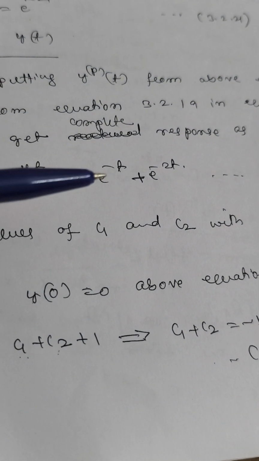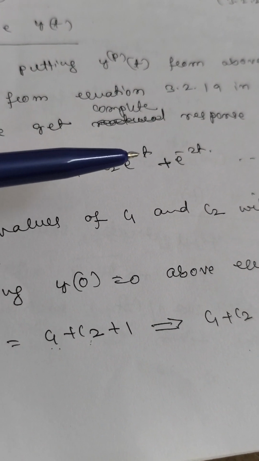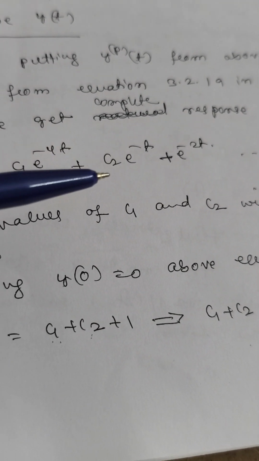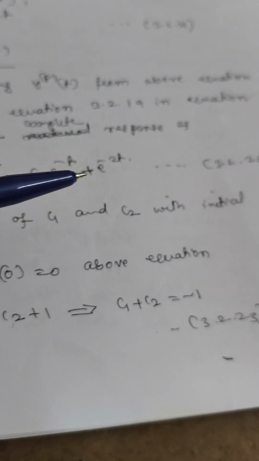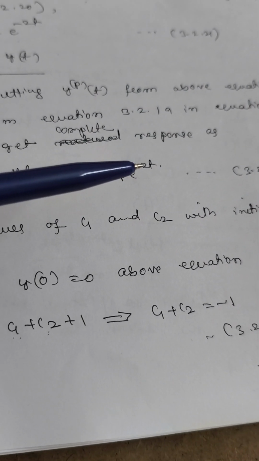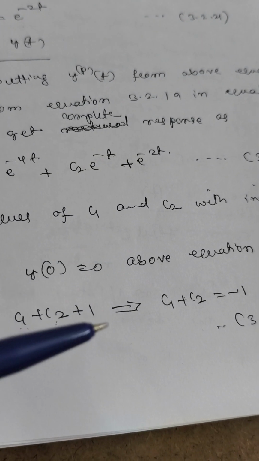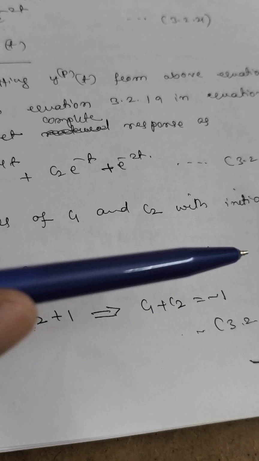Plus here also, substitute the value of t as 0. Therefore, what happens? E raised to this complete term becomes e raised to 0, which is 1. Therefore, we are left with only c2. Here in this, e raised to minus 2t is there. Substitute the value of t as 0, e raised to 0 is 1. Therefore c1 plus c2 equal to minus 1.